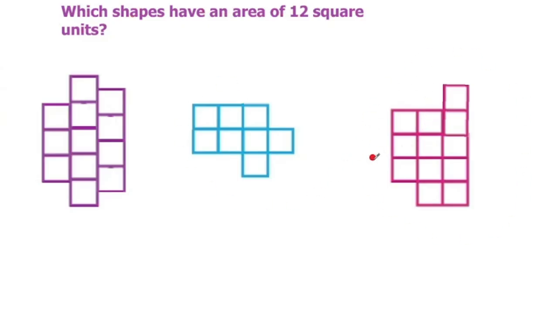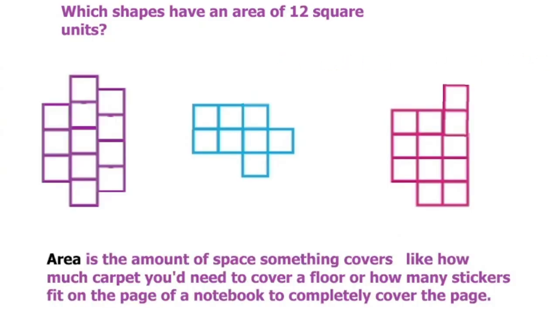And you're probably wondering, well, how could these possibly have the same area when they look so different? Well, the reason is that area is the amount of space something covers, like how much carpet you would need to cover a floor, or how many stickers fit on the page of a notebook to completely cover the page. So it's the amount of space something covers, okay? And I always like to think of it as the amount of carpet that can cover a floor. It's always the easiest way to remember it.